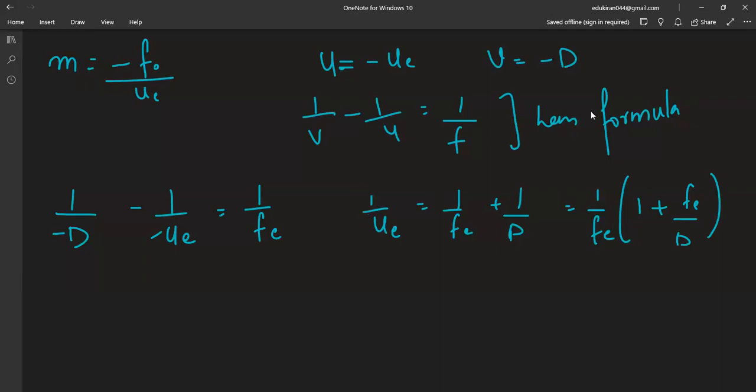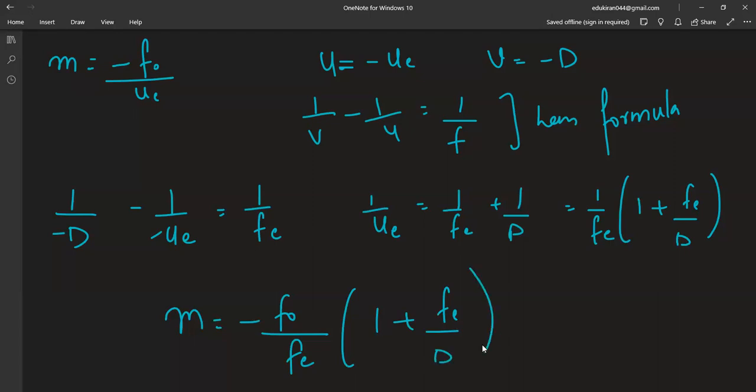Now look, we just have to substitute in here. This is the value of 1 by UE. So put the value of 1 by UE. What do we get? Minus F naught is already there. Instead of 1 by UE, we can substitute this. That becomes 1 plus FE by D. That's it. This is the formula.